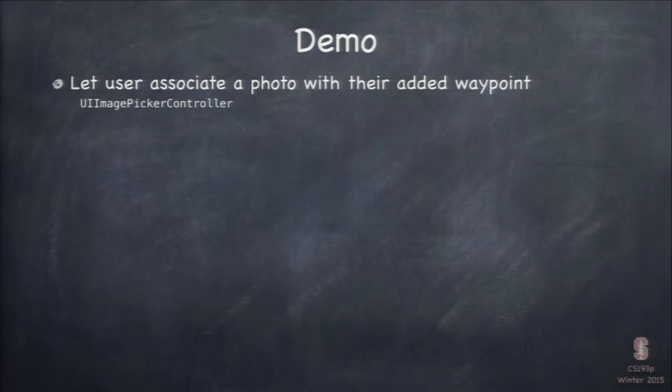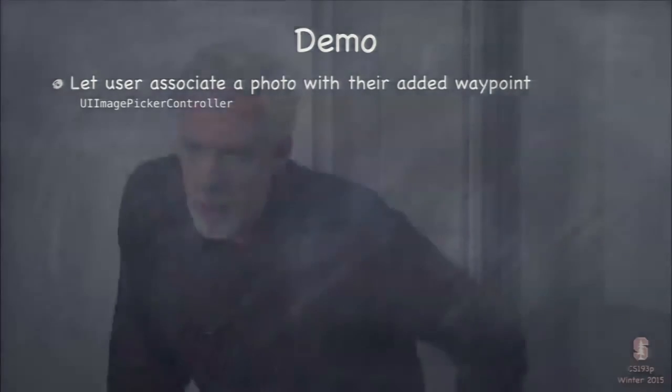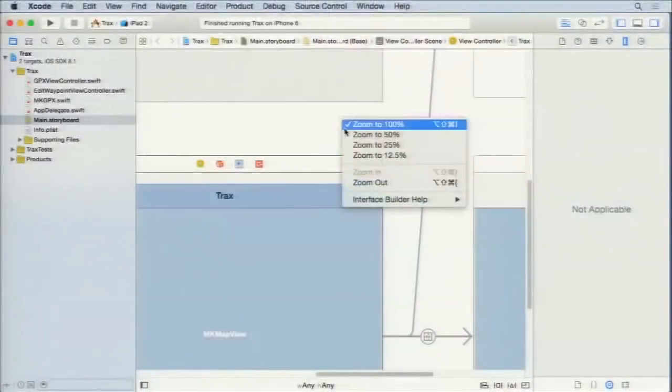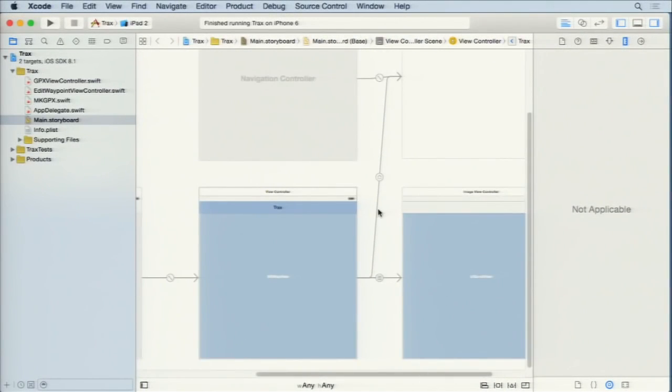Let's go ahead and go back to our tracks demo and use the image picker controller to make it so that if we have a waypoint, one of our custom waypoints that we now can edit, we can add a photo just by taking a picture with the camera. That's what we're going to do here. So let's go back to tracks. Here we are in tracks. Just remember where we are here.